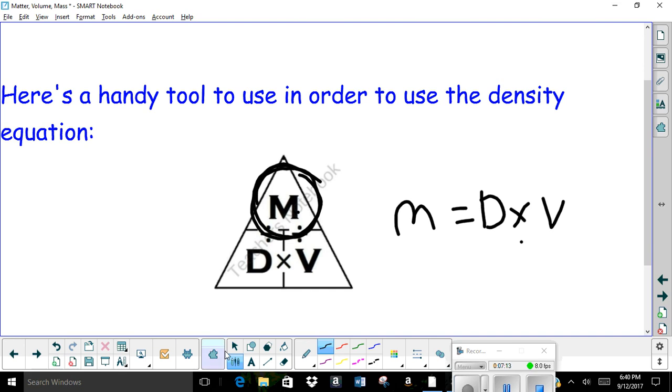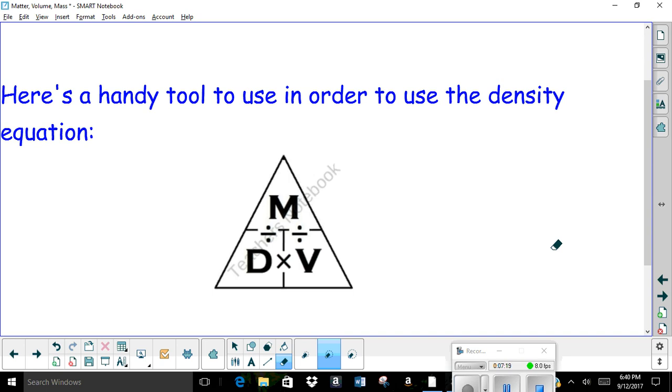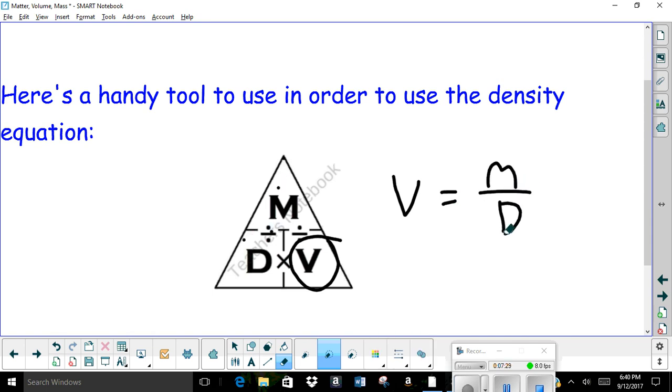Let's say now that I want to solve for volume. If I would like to solve for volume, I circle the volume right over on the side, and I see mass divided by density. And now I've quickly rearranged that equation to solve for volume. Let's put this into practice.